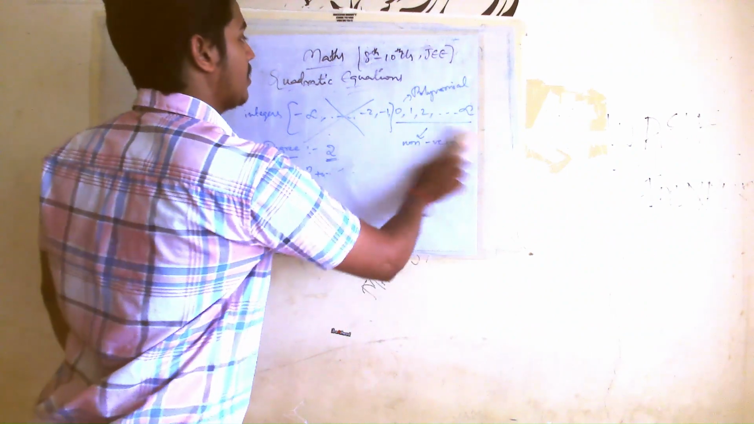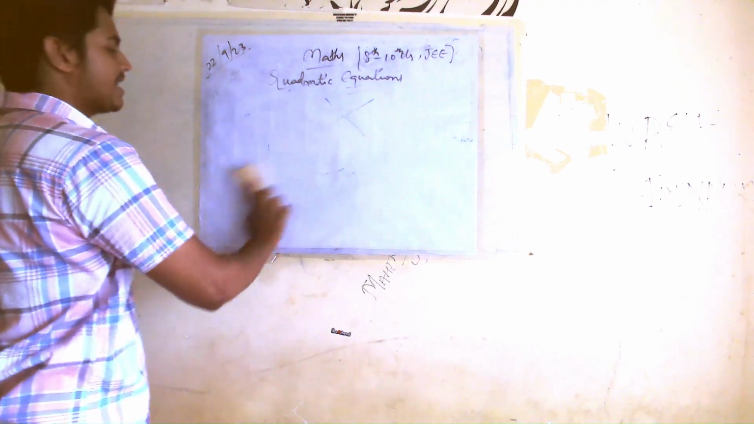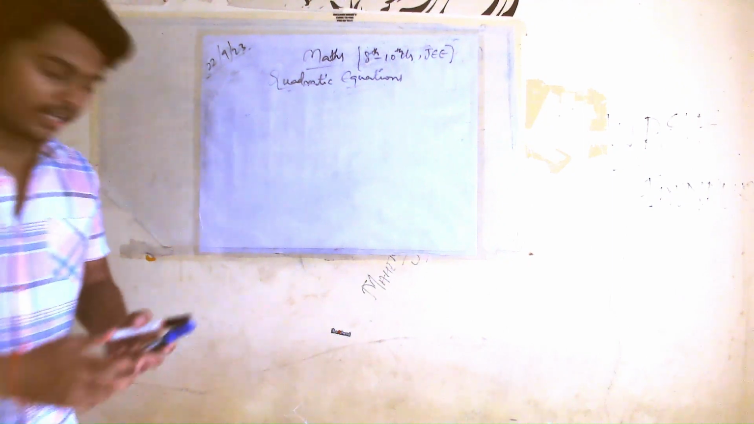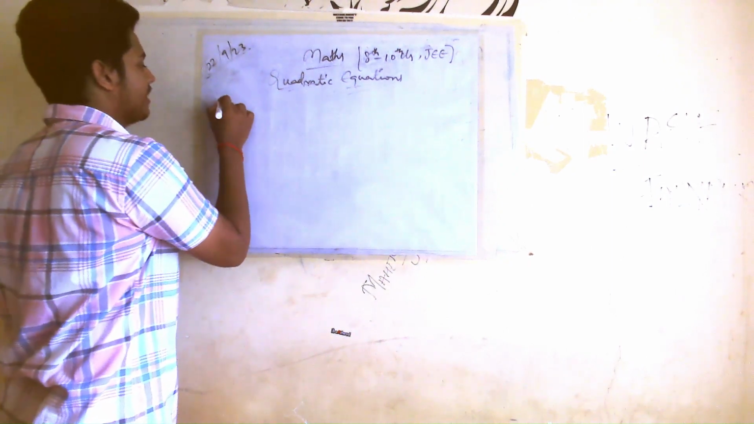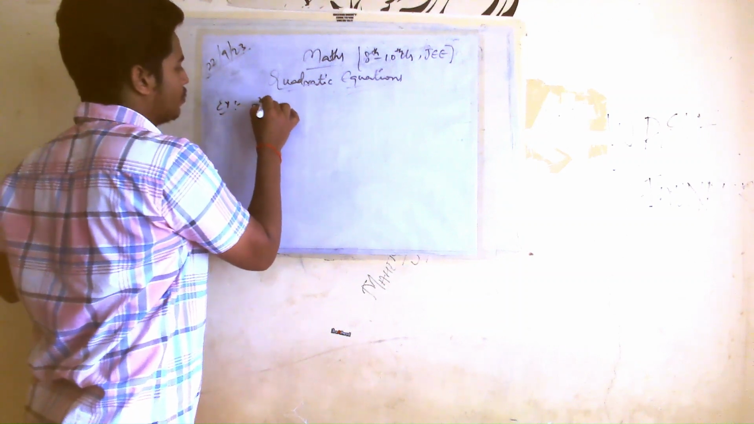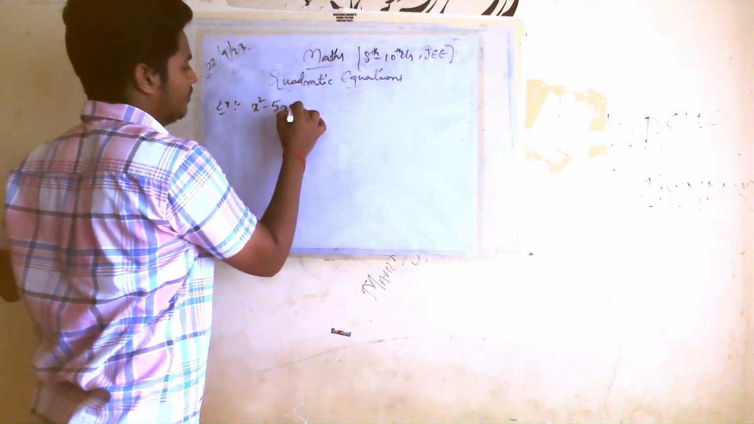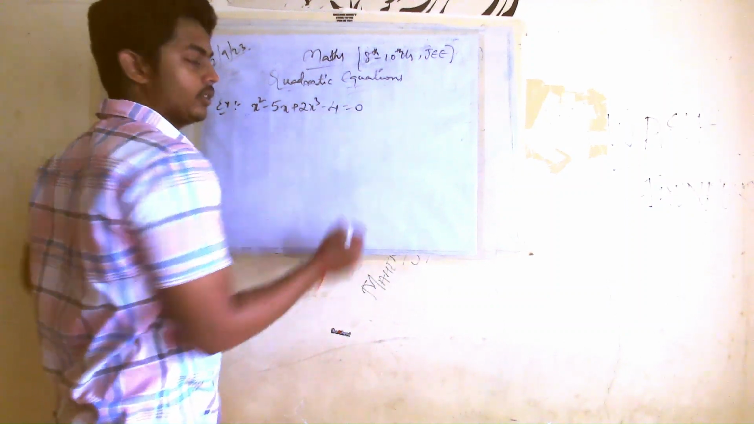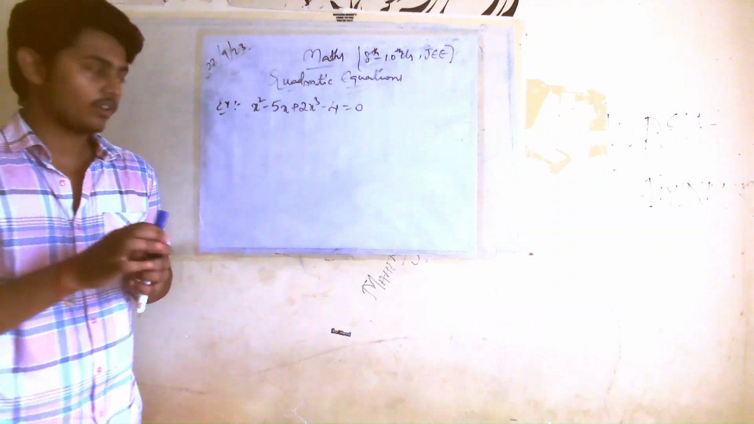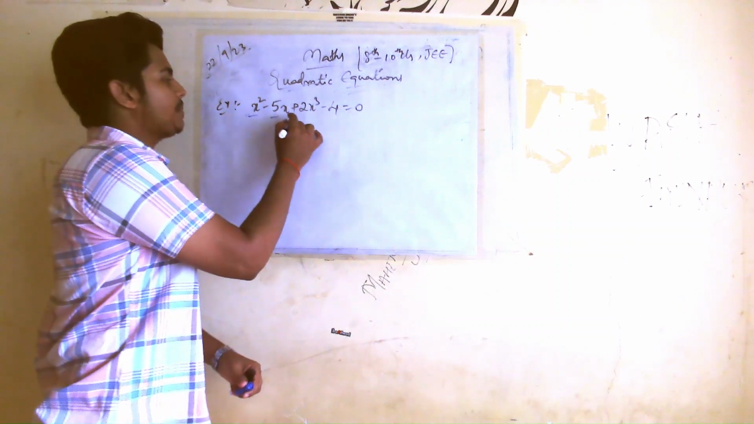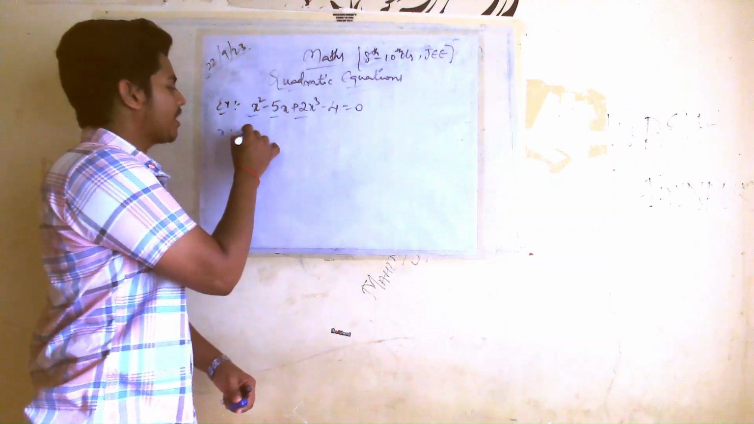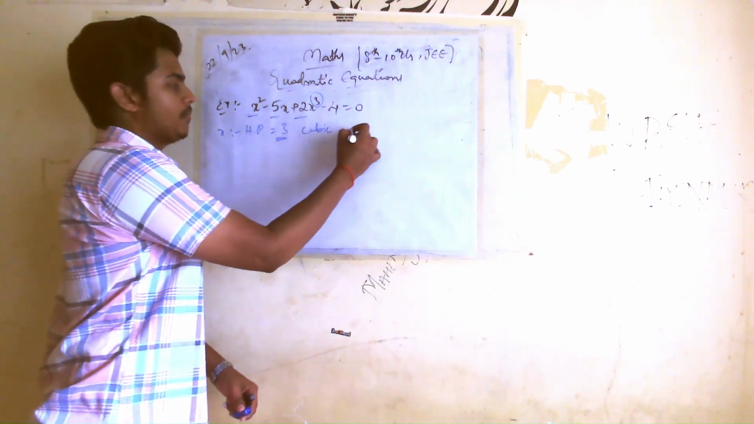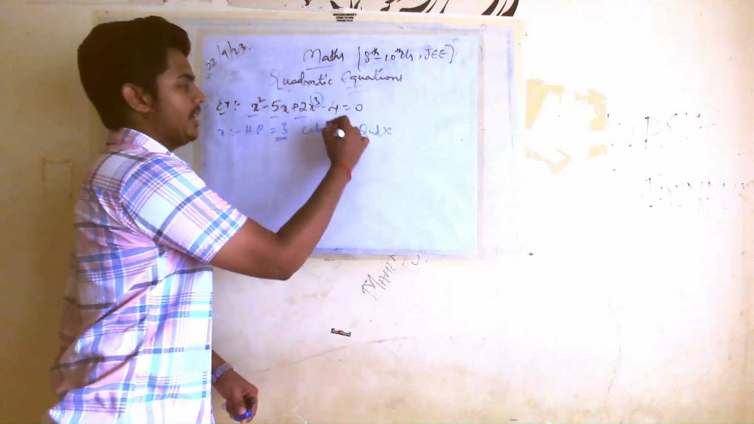Now let's see some examples to check whether a polynomial is quadratic or not. Example: x power 2 minus 5x plus 2x cube minus 4 is equal to 0. Let's see whether it's a quadratic equation or not. We'll see what is the highest power of the variable. x is the variable, and the highest power is 3. 3 means it's cubic, it is not quadratic.